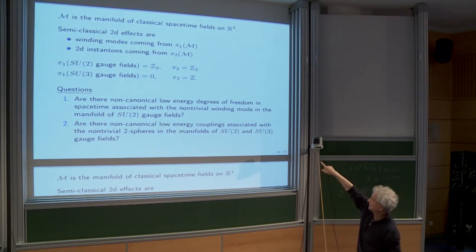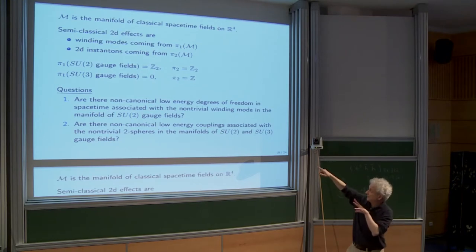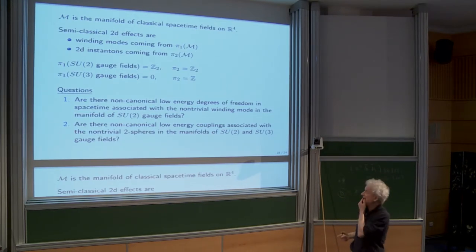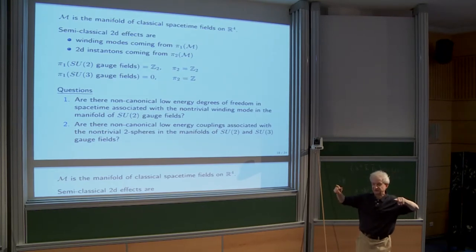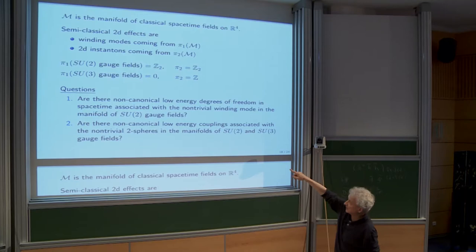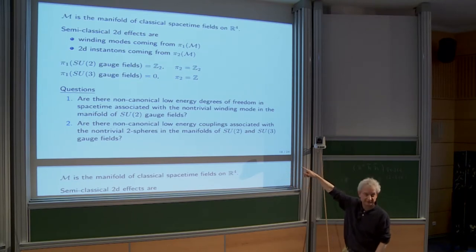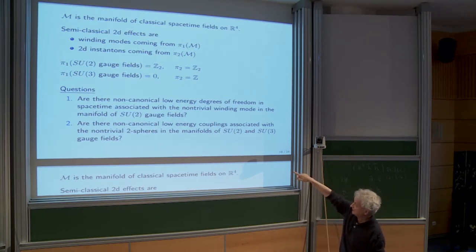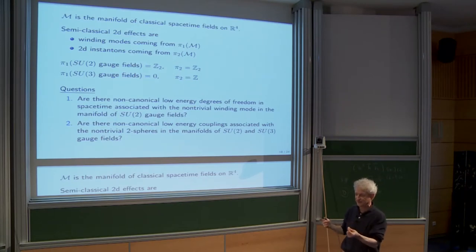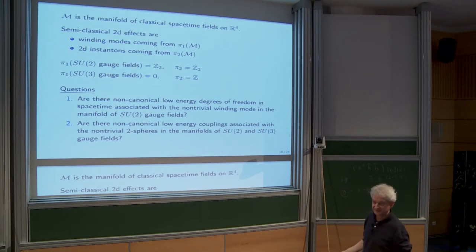So the mathematicians have long known that there are non-trivial homotopy groups in the space of gauge fields on R4. And when I say the space of gauge fields, I mean, of course, the physical space of gauge fields modulo gauge transformations. So pi 1 for SU2 gauge fields, there's one non-trivial loop in the space of gauge fields. That first came into physics, I believe, with Witten's discussion of global anomalies in SU2 gauge theory. And pi 1 of the space of SU3 gauge fields, all the other pi 1s vanish. So the only interesting winding mode that might be interesting is for SU2 gauge fields, which of course we should have.